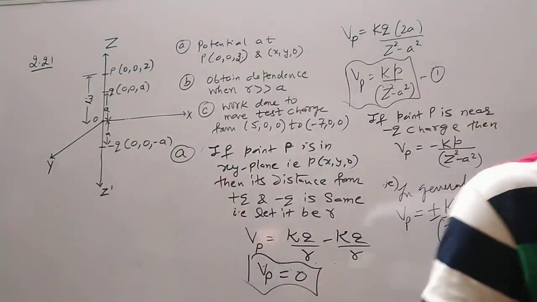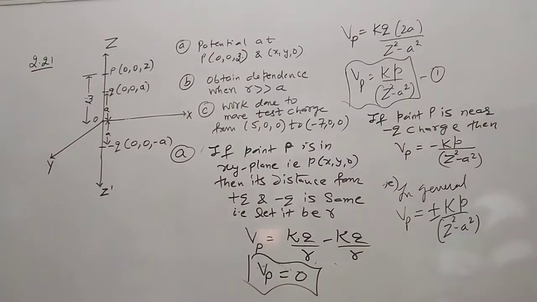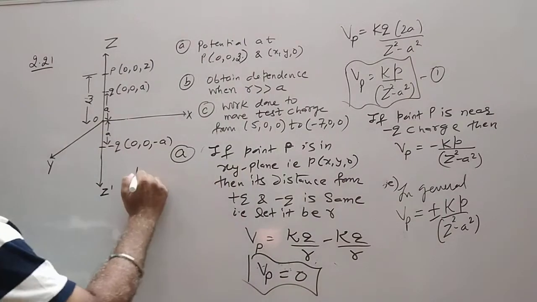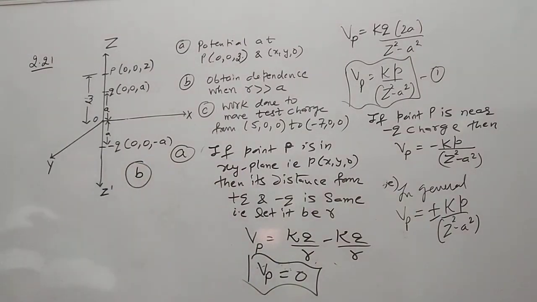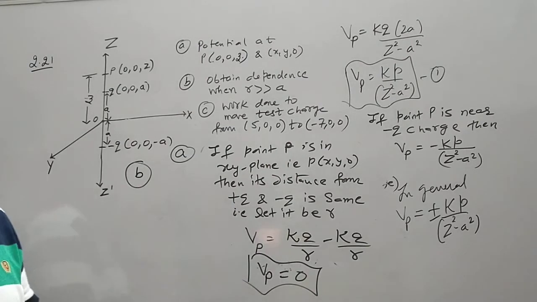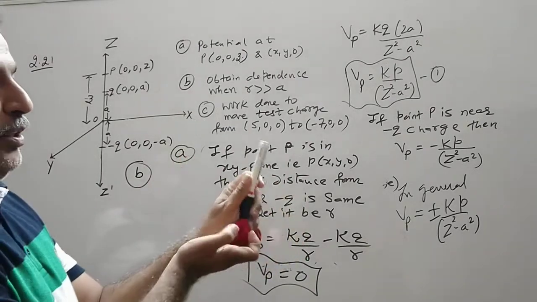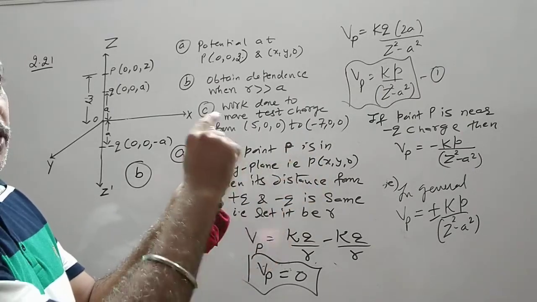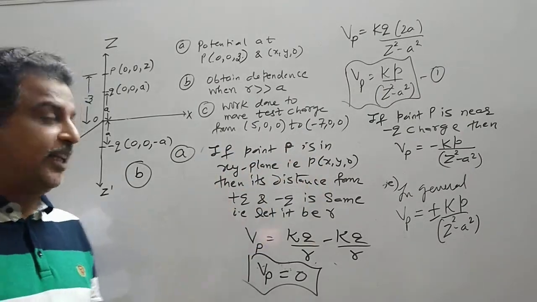So if you consider a point P in an xy plane, it is clear that the potential comes out to be 0 because it is at the same distance. So it is a perpendicular bisector. That point P is on the perpendicular bisector of the z-axis. This was our z-axis, so point P was here.